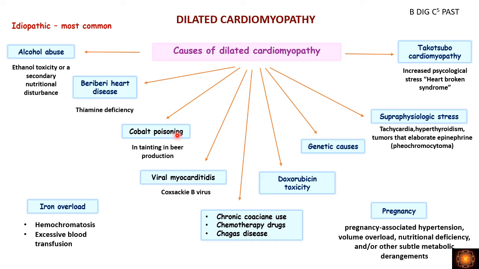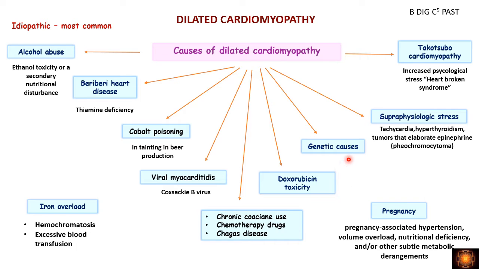Cobalt poisoning, which we see because cobalt is used in the tinting of beer production. So this cobalt acts as a contaminant, and that poisoning will cause cardiomyopathy. Then we have viral myocarditis. This is because of Coxsackie B virus infection. Then chronic cocaine use, chemotherapy drugs, Chagas disease, doxorubicin toxicity.